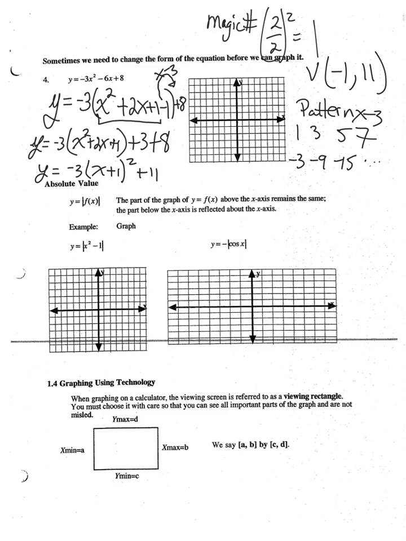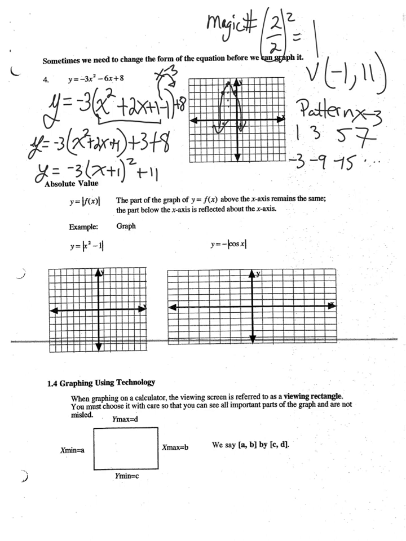So starting with the vertex at -1 and 11, let's go 2, 4, 6, 8, 10, 11. So right here, then I would have to go over 1 and down 3, and over 1 and down 9, and graph my parabola.